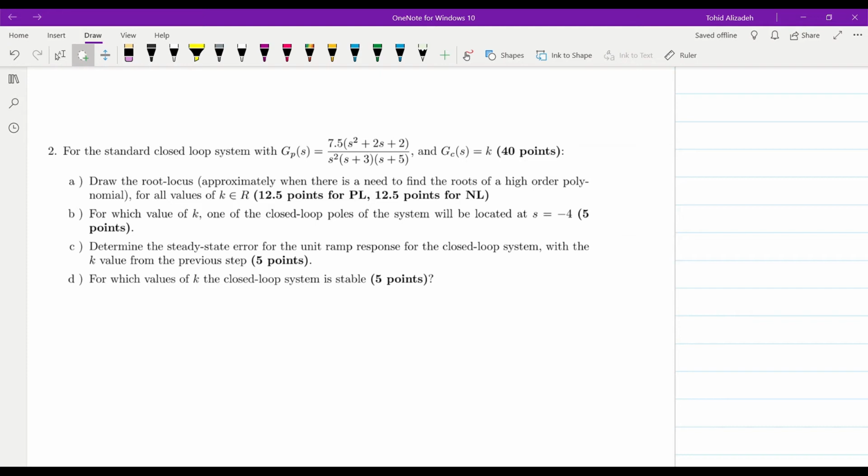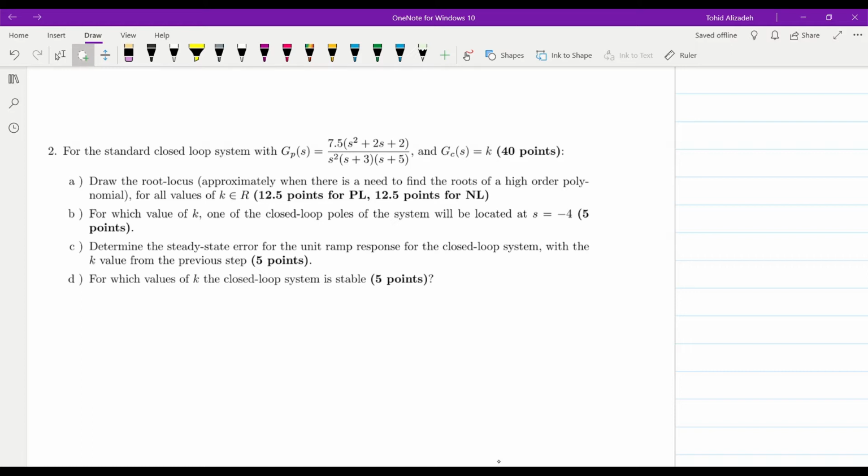Hello everyone. In this video I'm going to provide you the solution to the second problem of the midterm exam for ROBT 303. Here we have the transfer function for the plant given as 7.5 times s squared plus 2s plus 2 over the denominator, and the controller is in the form of a proportional one.